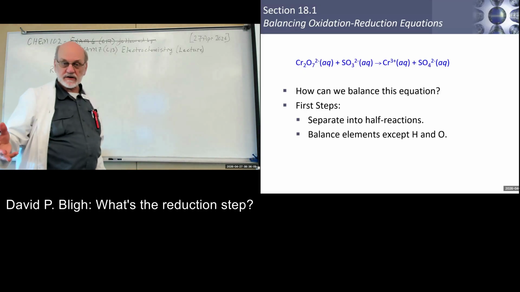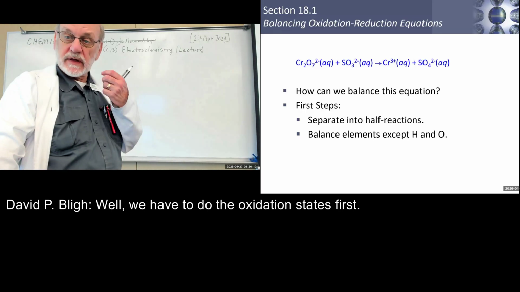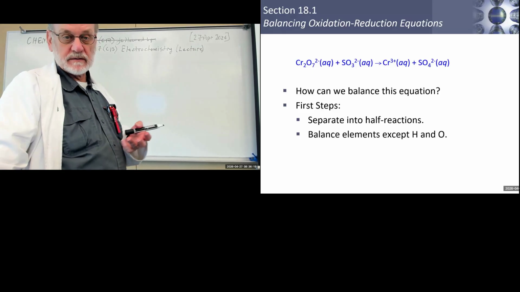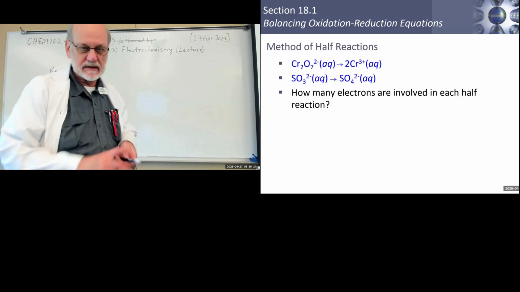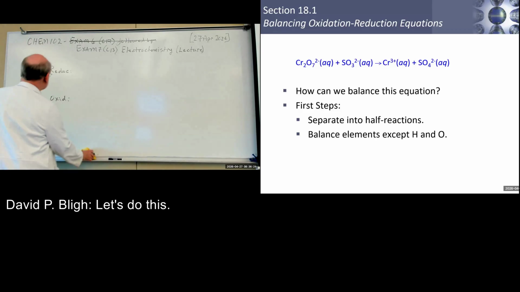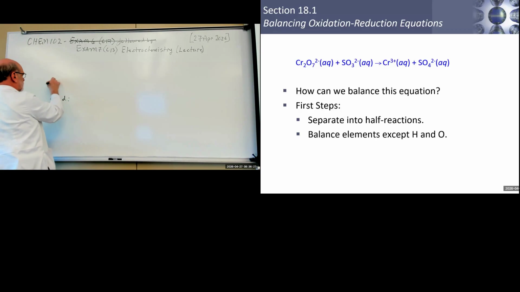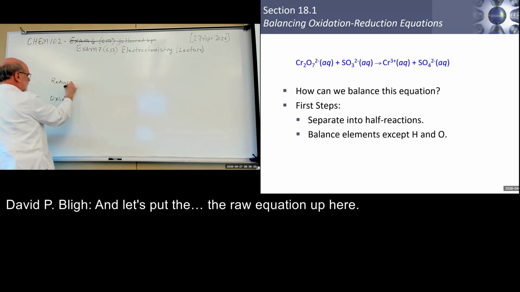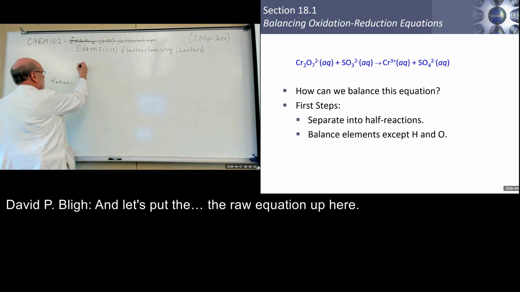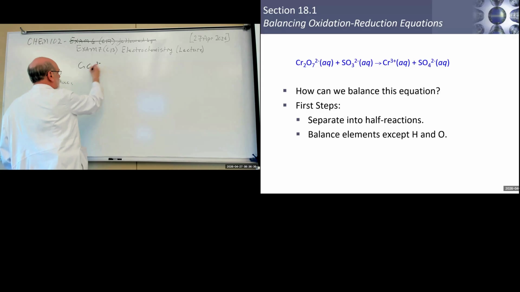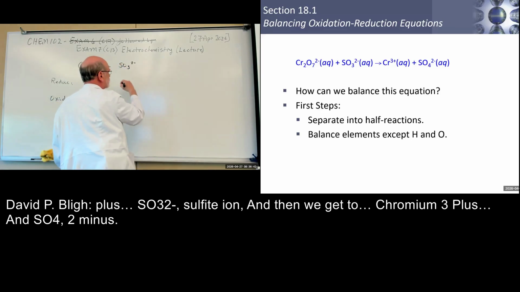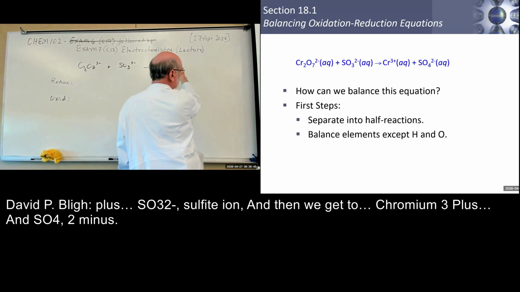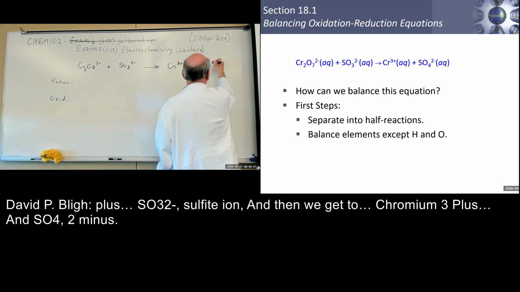Okay, what's the reduction step? Well, we have to do the oxidation states first, right? All right. Let's do this. Move that down a little bit. And let's put the raw equation up here. Plus SO3 2 minus, sulfite ion. And then we get to chromium 3 plus and SO4 2 minus.